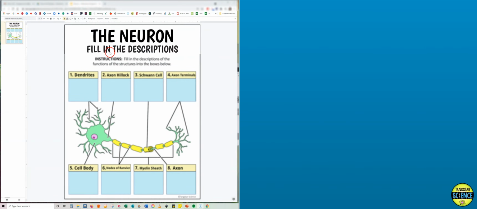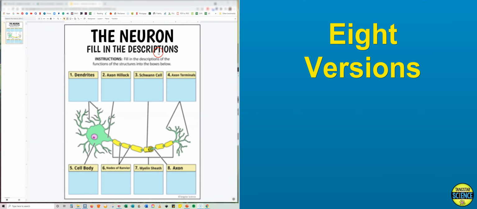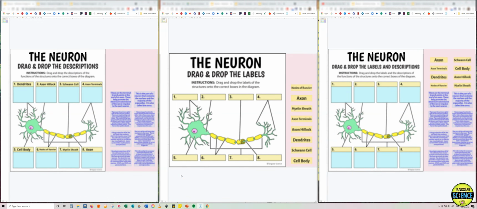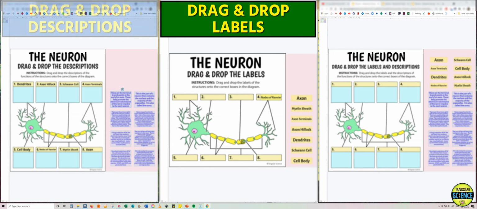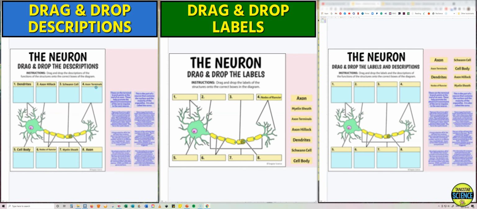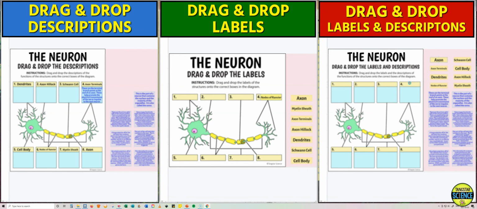When it comes to the Neuron, there are 8 versions of this activity, which we'll take a closer look at next. The first 3 options are all drag and drop activities. The first option, seen in the middle, involves dragging and dropping the labels of the structures onto the yellow boxes of the diagram. The second option to your left involves dragging and dropping descriptions of the structures onto the blue boxes of the diagram. And the third option to the right involves a combination of dragging and dropping both the labels as well as the descriptions onto the appropriate boxes of the diagram.